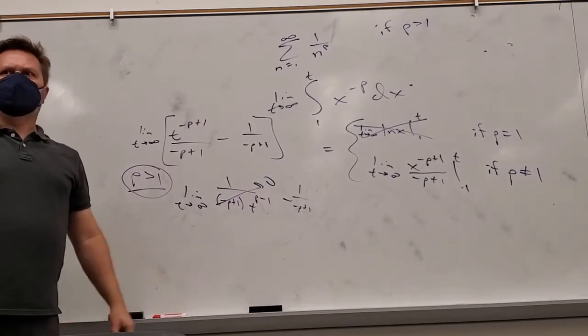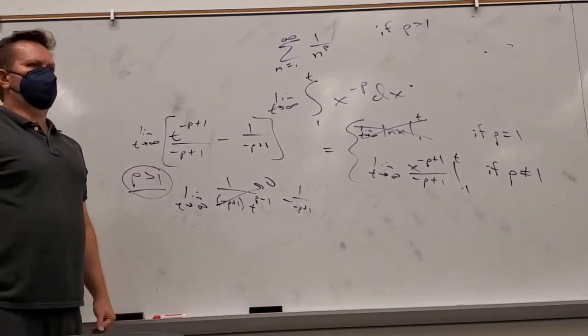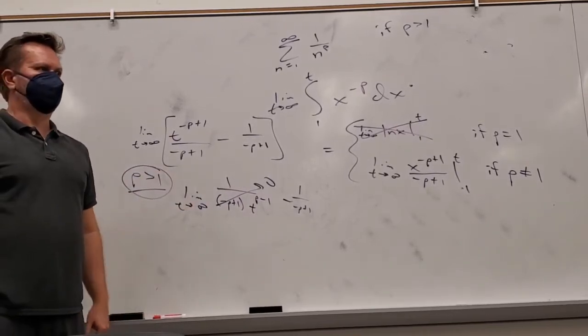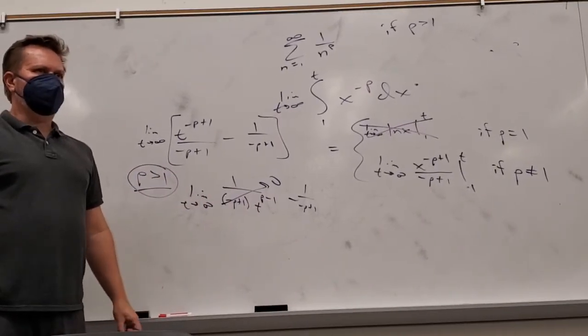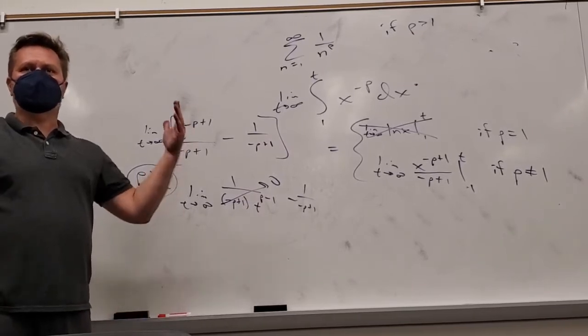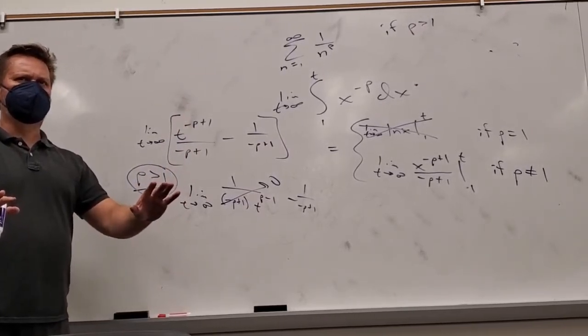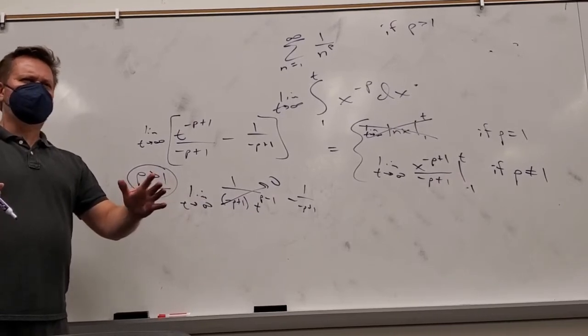Meaning if p was 1.00000000001, that would converge. But if it was 0.9999999, it would diverge. It's crazy. You guys semi with me? Maybe? No? You guys hate this?